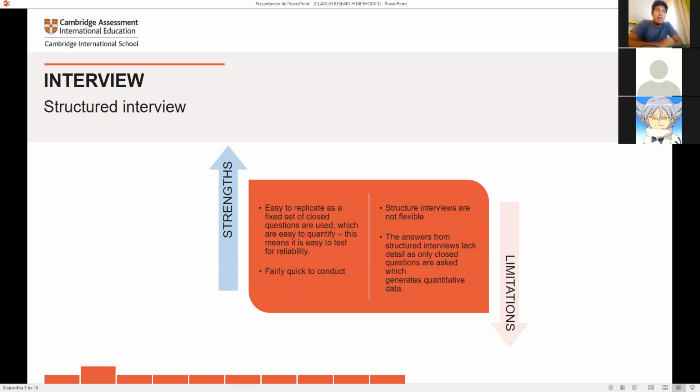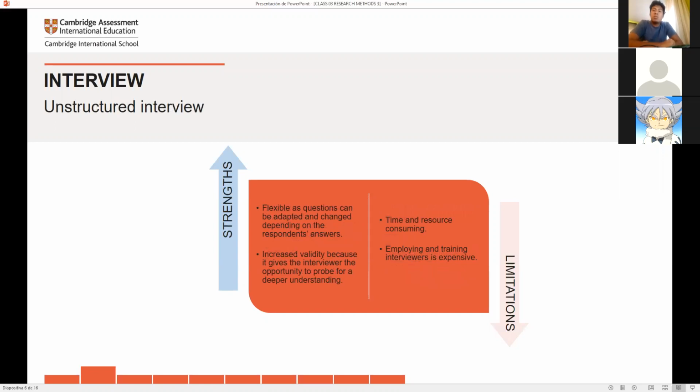The answers from structured interviews also lack detail, as only closed questions are asked, which generates quantitative data. That is, of course, when they say yes and no. But remember that interviews may sometimes deviate and become unstructured interviews to gather more qualitative data. Remember that interviews have a social component linked to them.